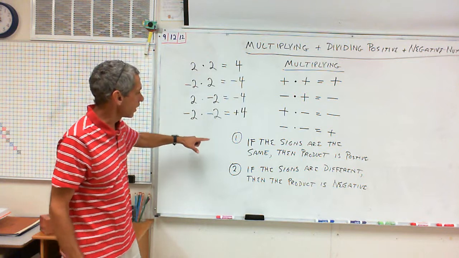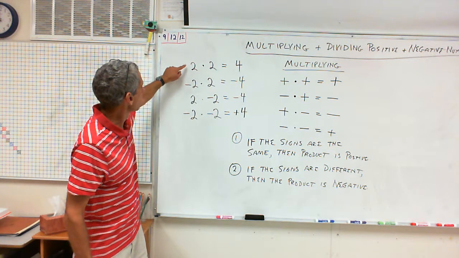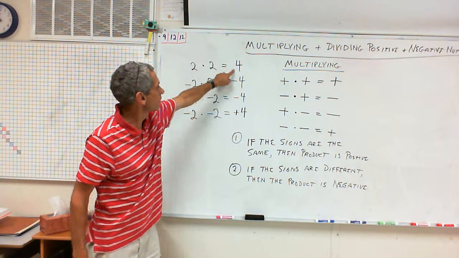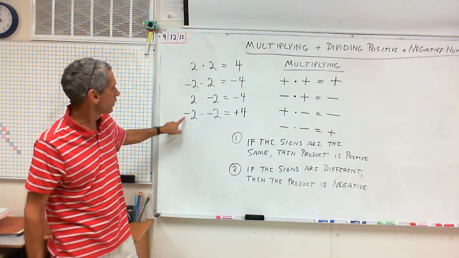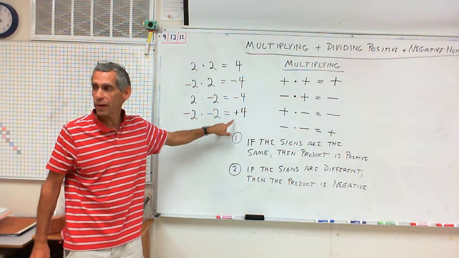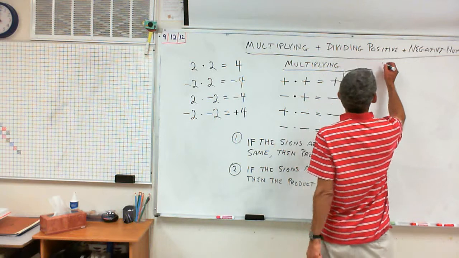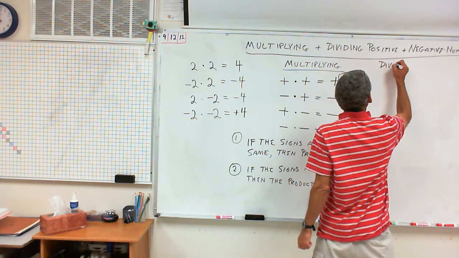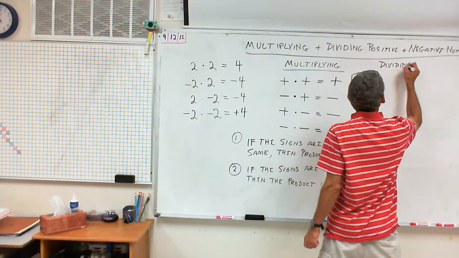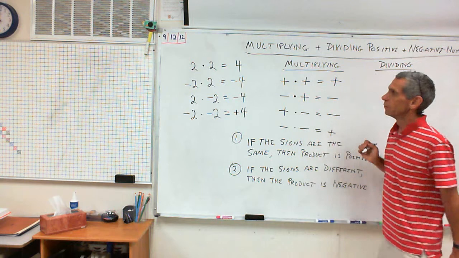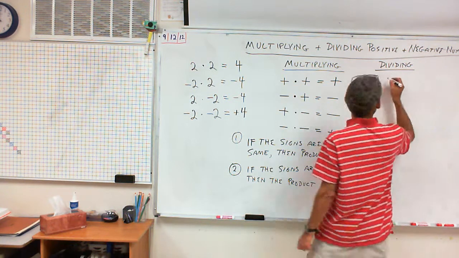So when the signs are the same, when it's positive 2 times positive 2, it's positive 4. When it's negative 2 times negative 2, it's still positive 4. Okay, that's good. Now let's talk about dividing. It's the same thing, ironically.